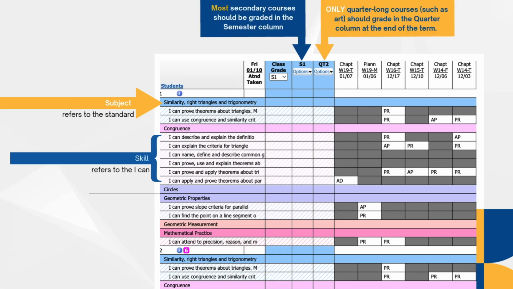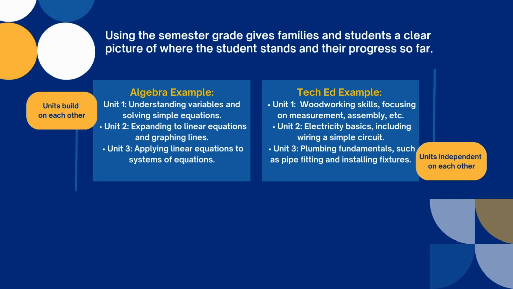For the majority of secondary classes, you'll grade in the semester column for each skill. This column will show all events tied to that skill over the course of the semester, making it easier to assess student progress. For those teaching a middle school quarter class, such as art, make sure to grade using the quarter column instead, reflecting the length of your course. Using the semester grade gives families and students a clear picture of where the student stands based on their progress so far.